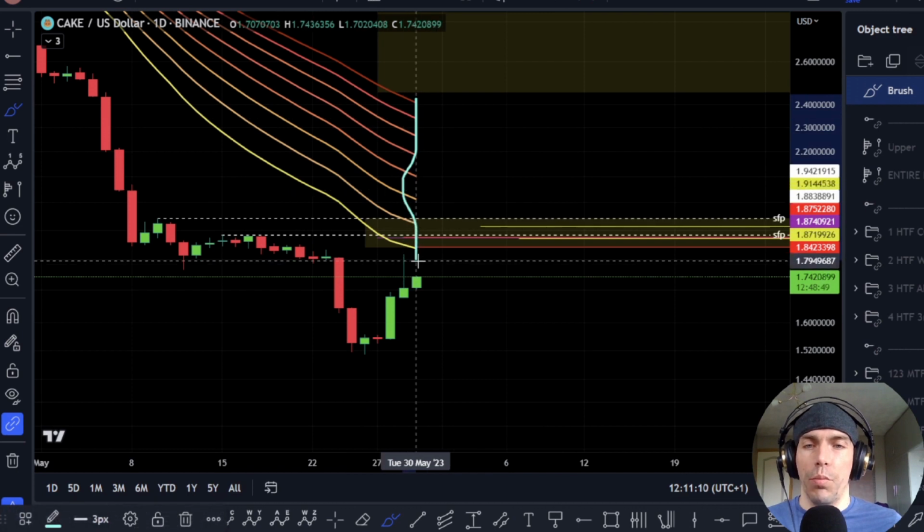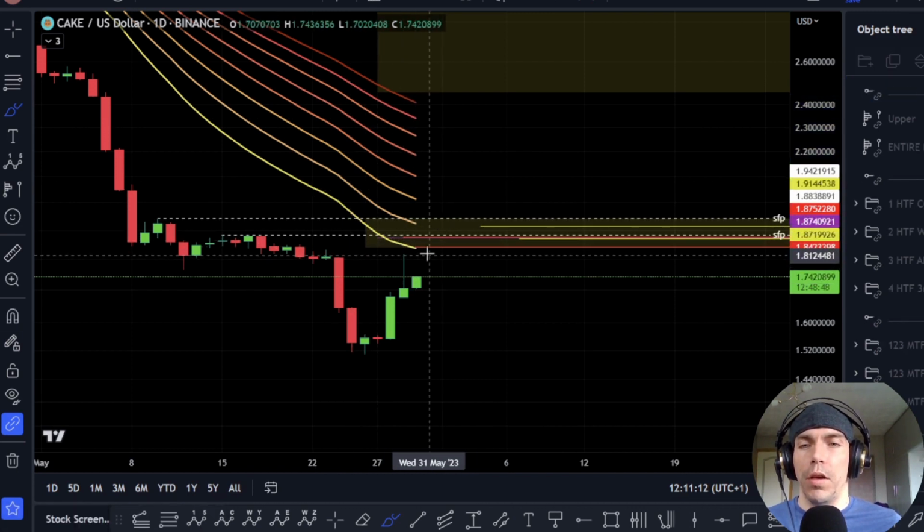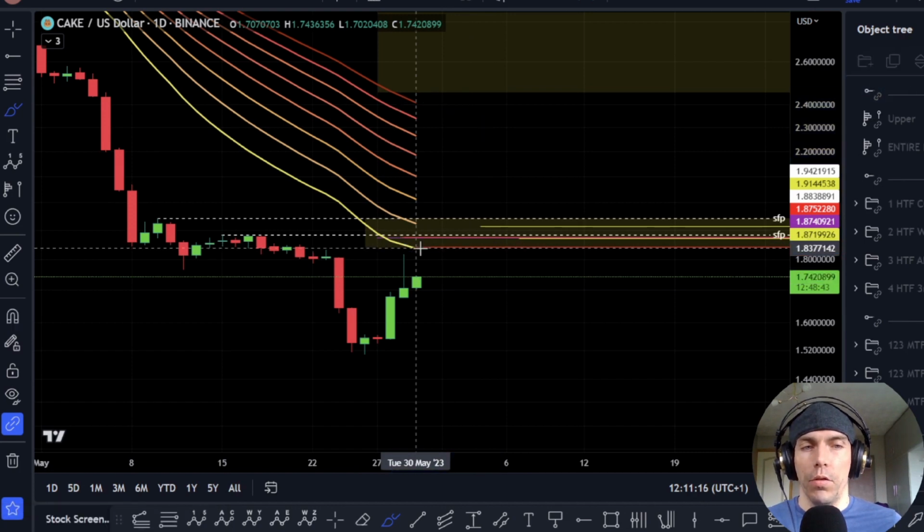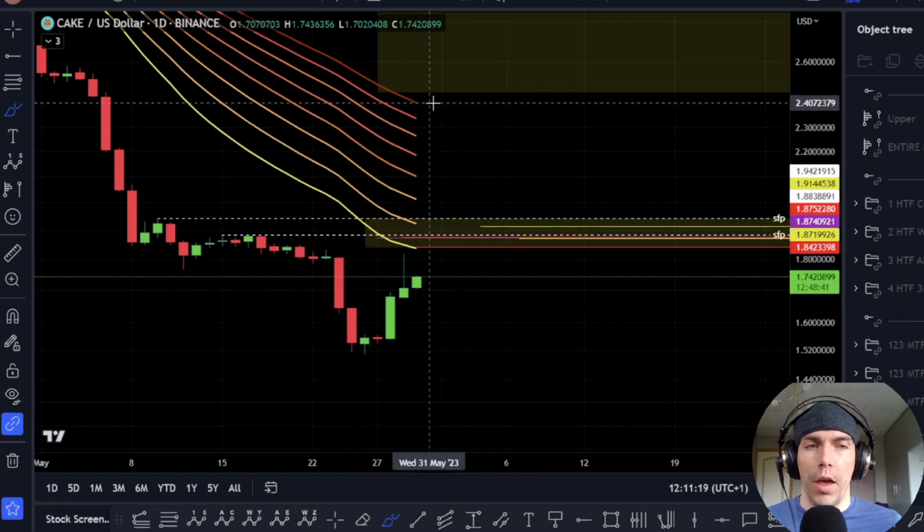They are quite widely spread at the moment. This means that we have quite a big zone of potential rejection that we could have here, anywhere really from this $1.83 all the way up here towards this $2.40 area.